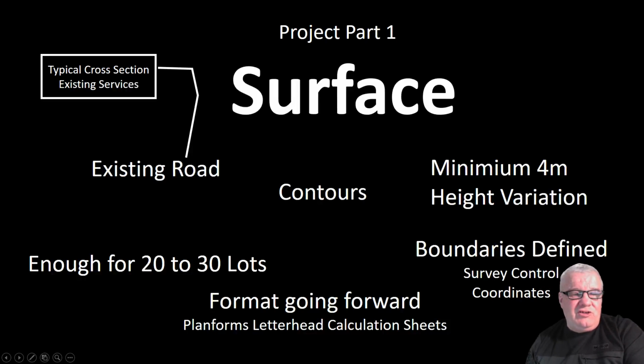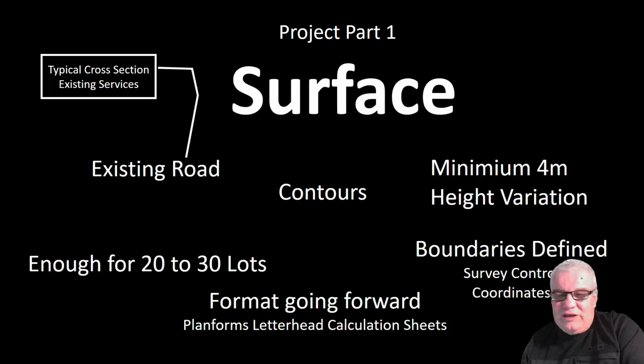Okay, now the project itself, or the surface we're going to do, I have done a separate briefing for the surface one, but it's part one of the project. It's the surface. You need a minimum of 4 meters height variation across the surface, so a minimum of 4 meters from the lowest point to the highest point. You want the boundaries defined, survey control and coordinates, quite important, with datums, and enough for 20 to 30 lots.